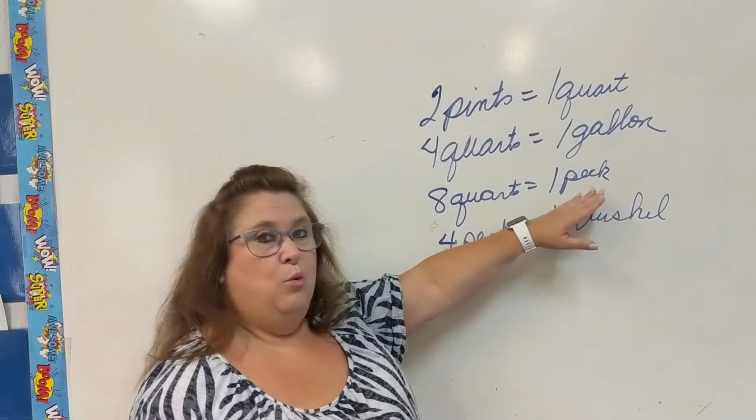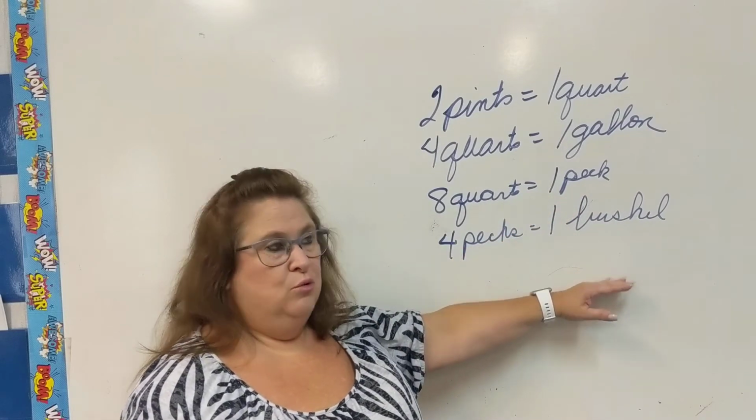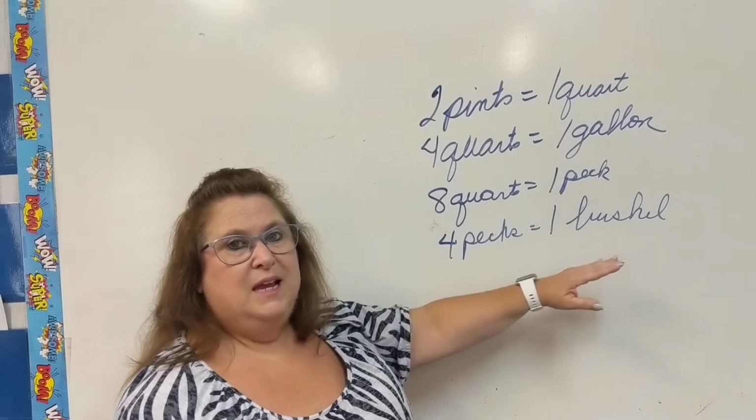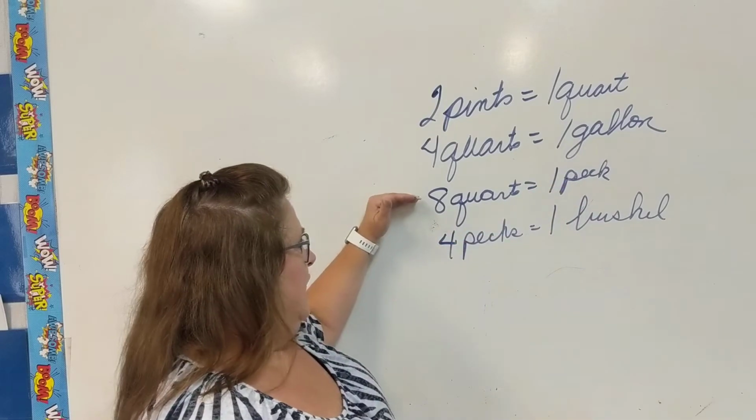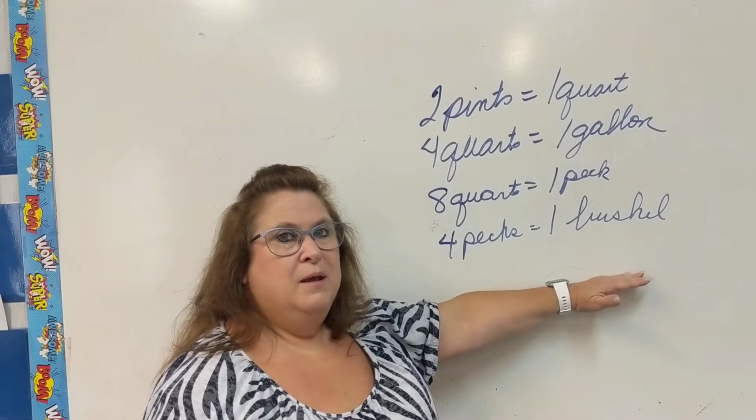8 quarts equal 1 peck, and 4 pecks equal 1 bushel. 8 quarts equal 1 peck, 4 pecks equal 1 bushel.